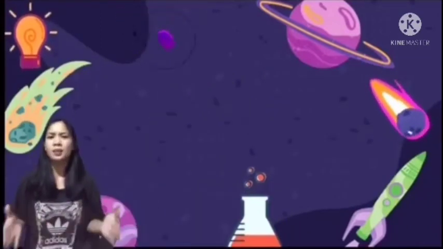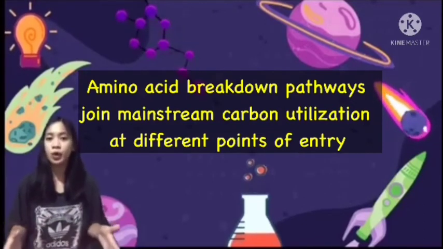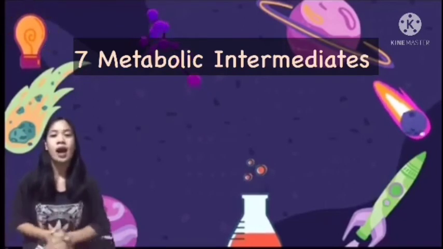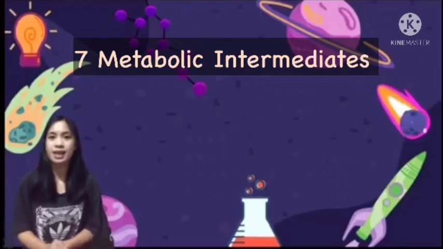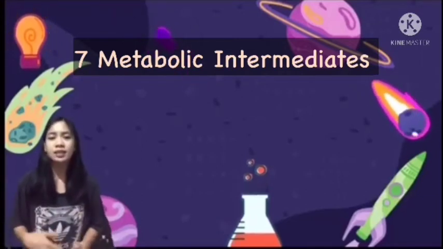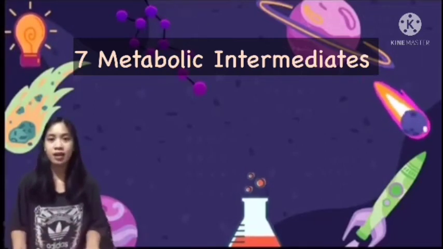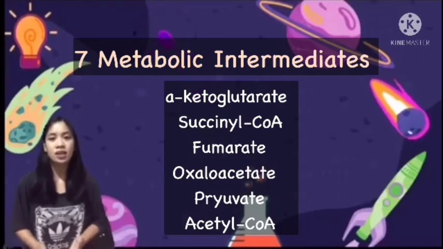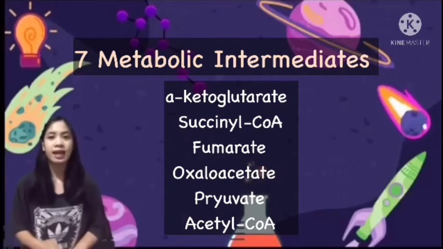Hi, this is Carrie, and I'll be focusing on the amino acid breakdown pathways and the transamination of amino acids. So firstly, amino acid breakdown pathways join mainstream carbon utilization at different points of entry. Let's know more. Common amino acids are degraded by 20 different pathways, but they converge into 7 metabolic intermediates. These are alpha-ketoglutarate, succinyl-CoA, fumarate, oxaloacetate, pyruvate, and acetyl-CoA. So kindly observe the figure that I'll be showing here.